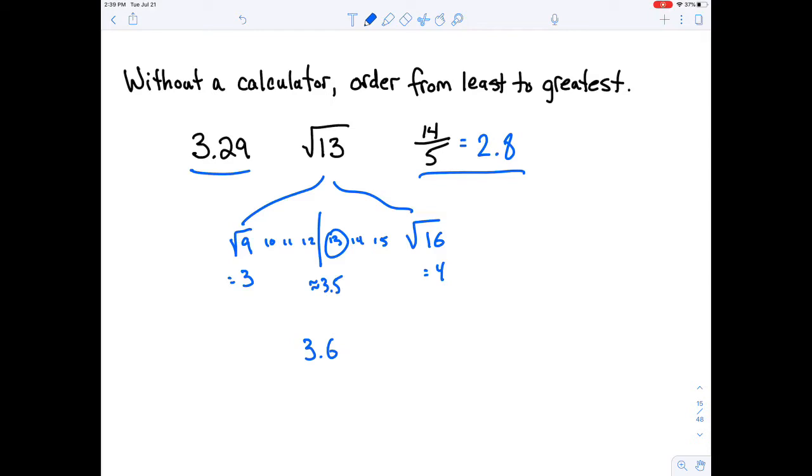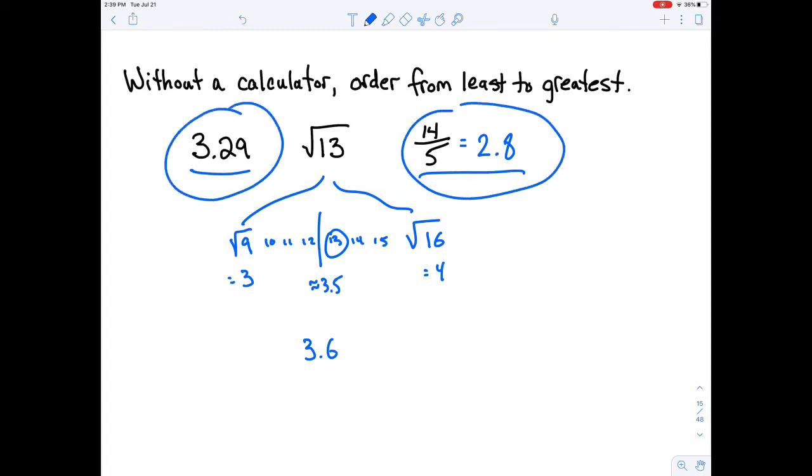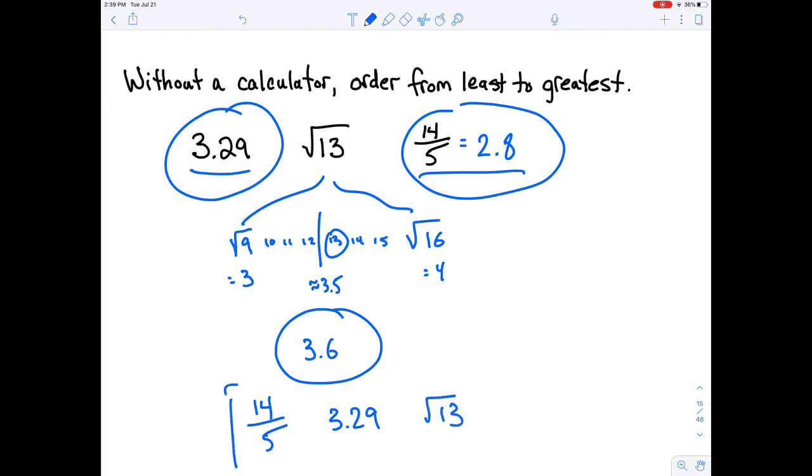And I'm going to estimate that the square root of 13 is approximately 3.6. It is not exactly 3.6, and if I used a calculator, I'm sure I would get something more precise. But look at this. It will do the job, because one of these numbers is less than 3, one of them is a little more than 3, and one of them is more than 3.5, at least according to our estimate. So we can order these from least, which is the 14/5, to medium, 3.29, to greatest, square root of 13. And I have complete confidence that those three numbers are now written in order from least to greatest.